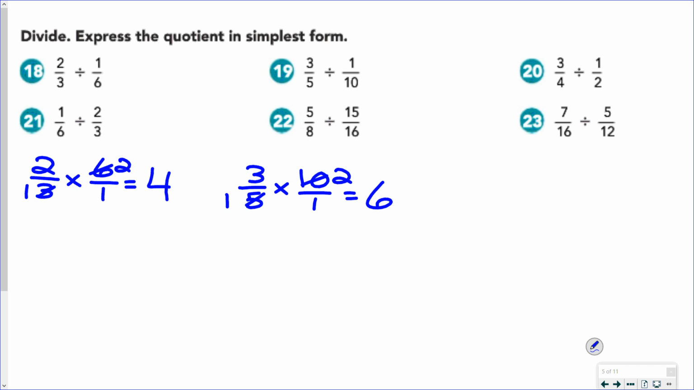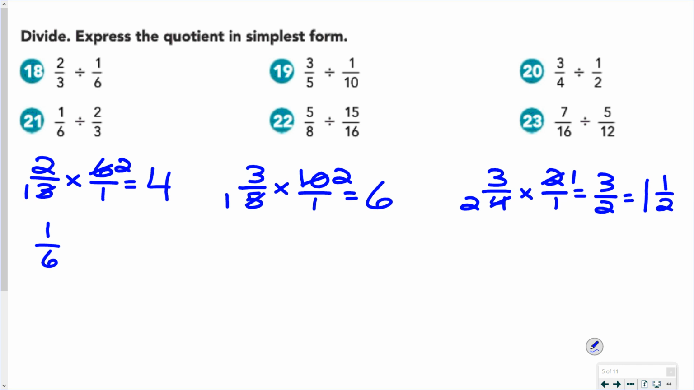3/4 divided by 1/2 would be 3/4 times 2 over 1. Can divide both of those by 2 to get 2 and 1, which would give us 3 over 2, which simplifies down to 1 1/2. Number 21, we'd have 1/6 times 3/2. Divide both those by 3 to get 2 and 1 respectively. 1 times 1 is 1, 2 times 2 is 4, so we'd have an answer of 1/4.